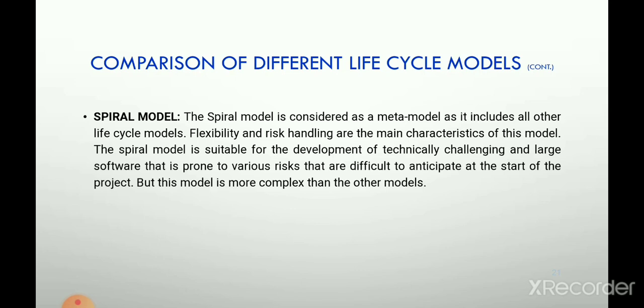Means the spiral model is known as a meta model and it is very flexible, means the requirement can be made clear in each loop, and the risk handling characteristic of this model is very important. Okay, so any technically challenging and large software may be developed using the spiral model, but this model is very expensive and complex.